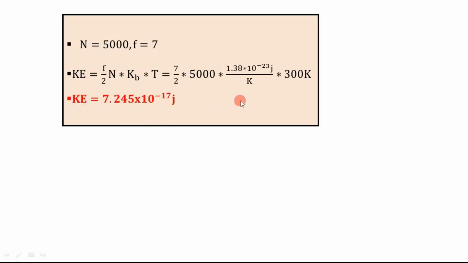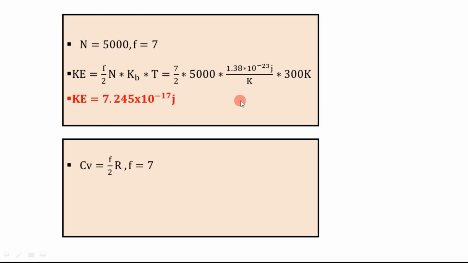They are also asking to calculate the CV. How do you calculate the CV? Remember, the formula for calculating the CV is equal to F over 2 times the gas constant. The F was given as 7. So we replace the value of the degree of freedom and the value of the gas constant, and then we get 29.1 joule per mole Kelvin as the CV.